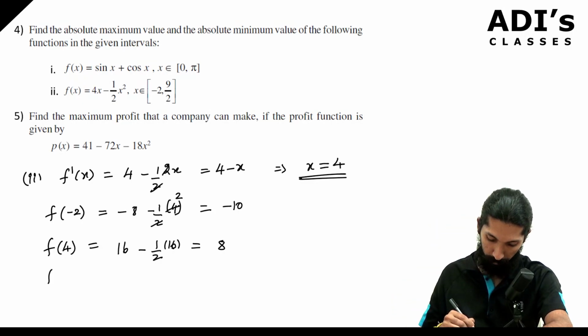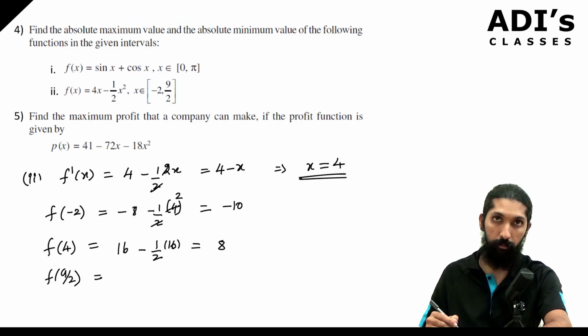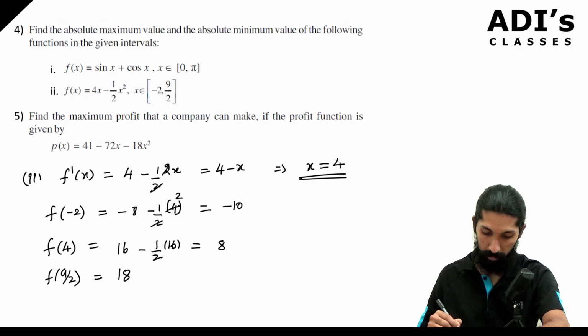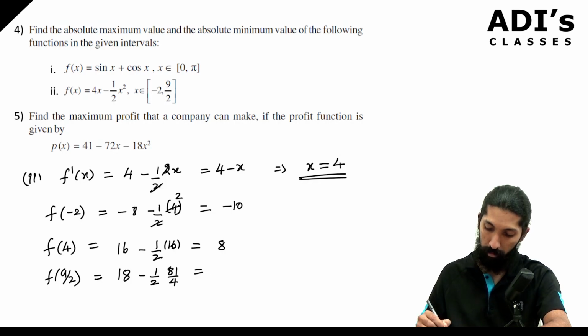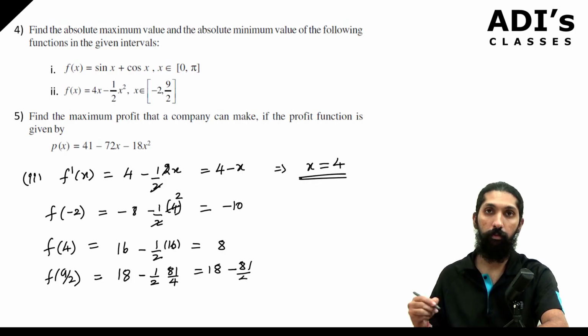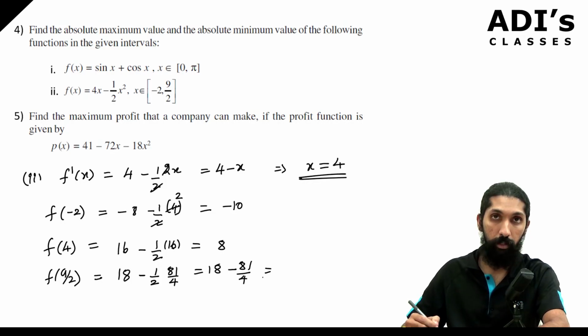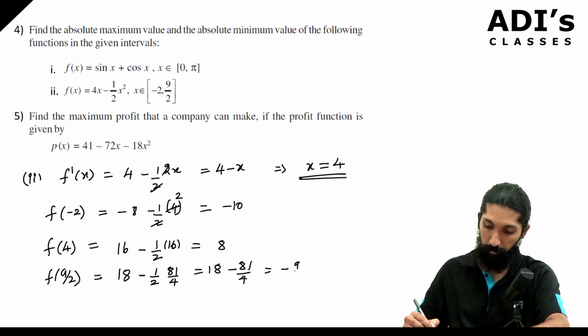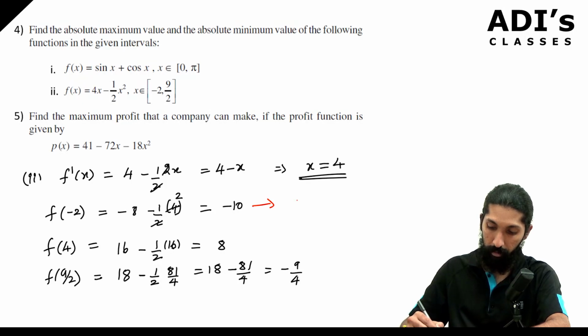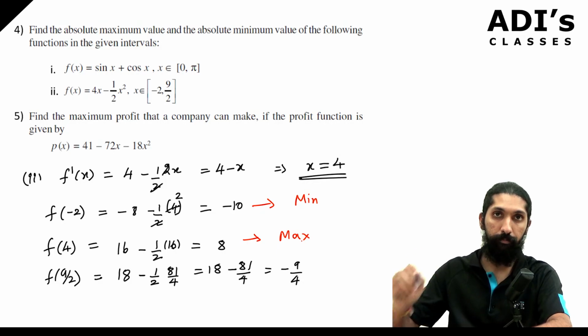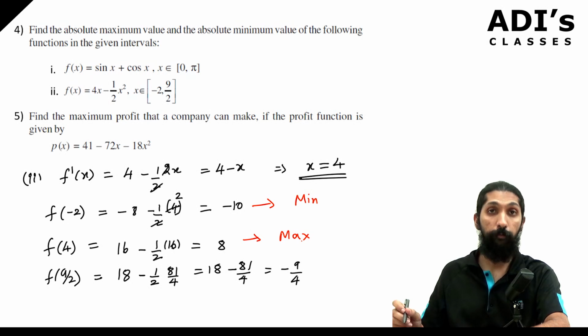That is f of 9 by 2. 4 into 9 by 2, which is nothing but 2 into 9. 2 into 9 is 18 minus half of 81 divided by 4. So 18 minus 81 by 4. Correct. So the value of this one is going to be minus 9 by 4. So this is going to be the minimum, and this is going to be the maximum. So absolute maximum, absolute minimum. Fair enough? Let's do the fifth one now.